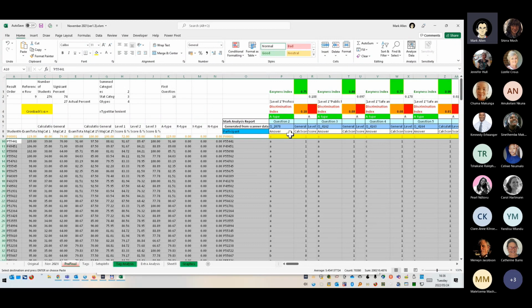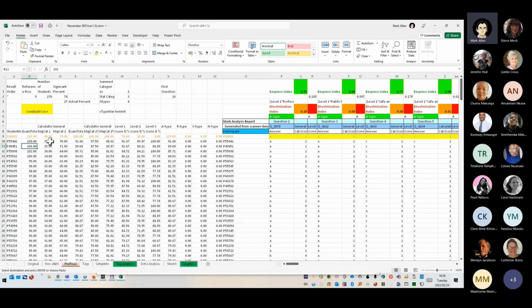exam correctly. Discrimination index says that you've got to look at the people who performed the best in the class versus those who performed the worst in class. And if you look at the sorting on the left-hand side here, you'll see that the marks are in descending order. So what the software has done here is to sort the students so that you can make those distinctions.